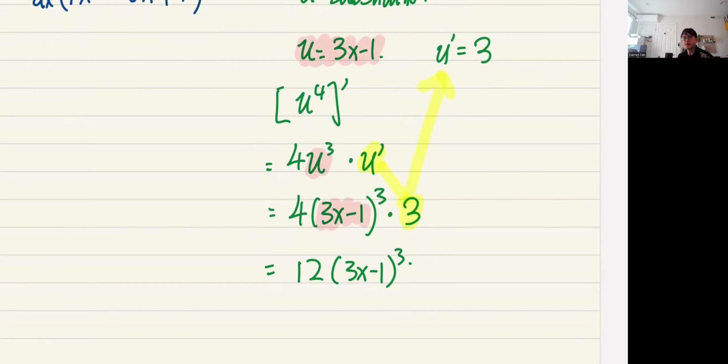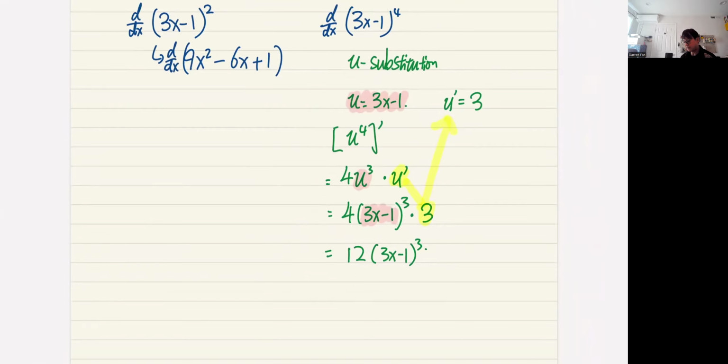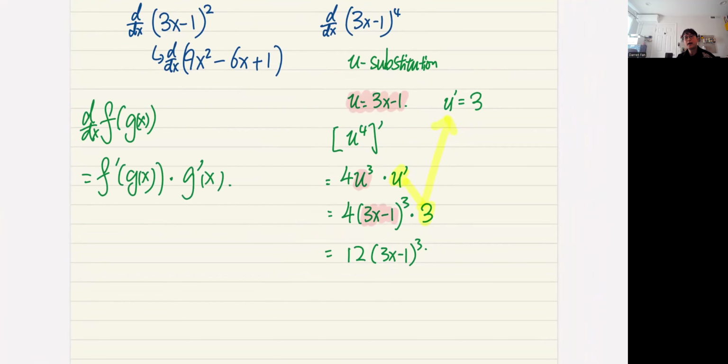Okay, so we want to write it in formula form. It's going to be this. F of g of x. If you want to take a derivative of that, you get F prime of g of x, and then times g prime of x. Okay, great. So pretty much that's how we do it.